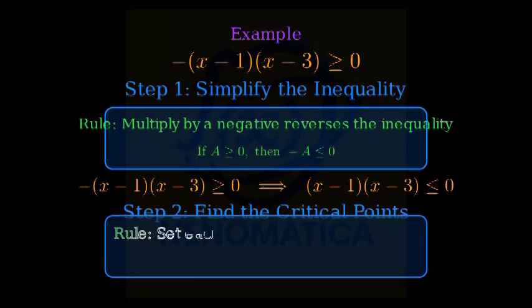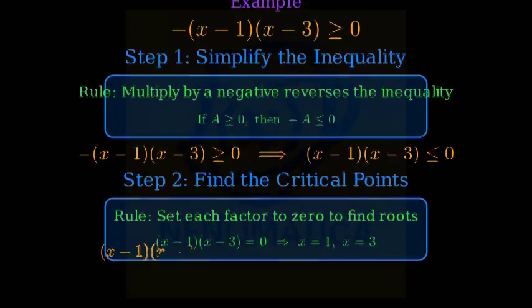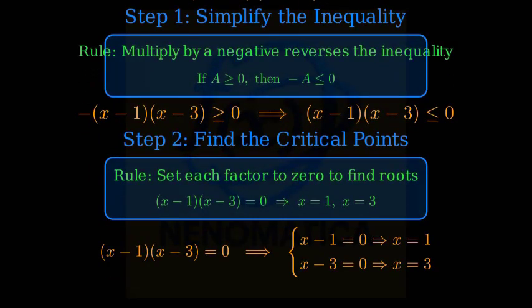Step 2. Find the critical points by setting each factor equal to 0. Set x minus 1 equal to 0, which gives x equals 1. Set x minus 3 equal to 0, which gives x equals 3. These values split the number line into test intervals.